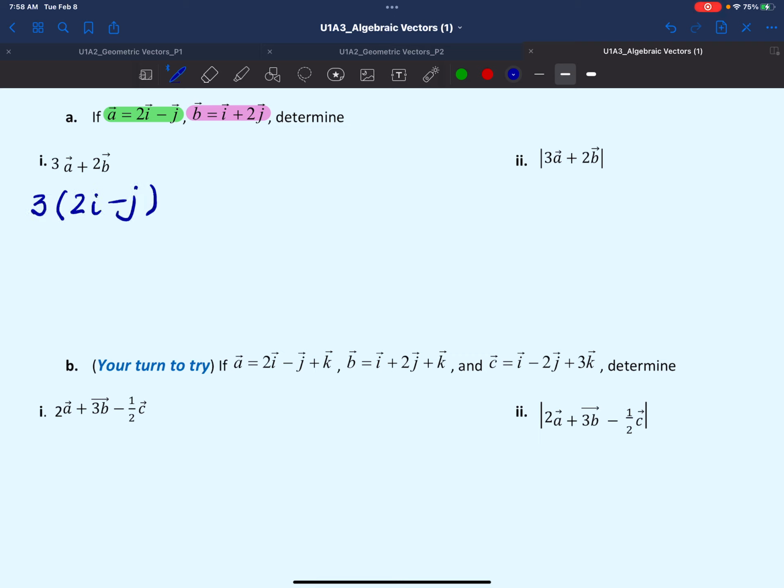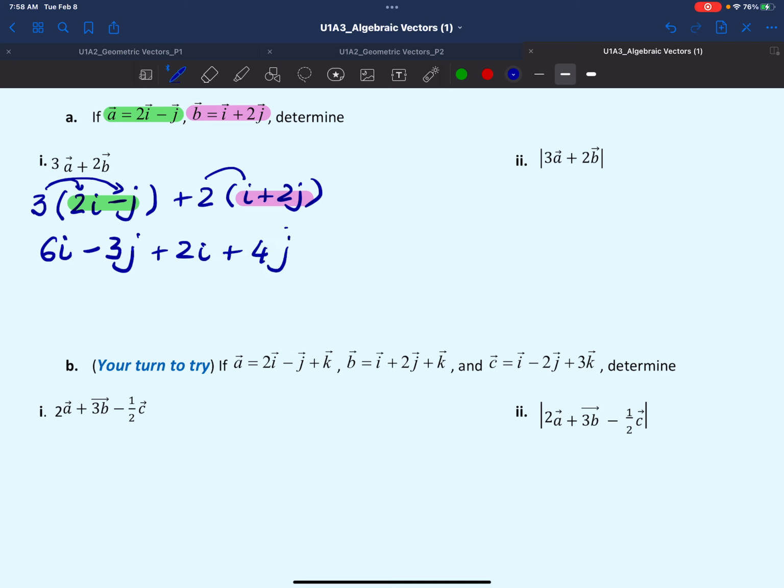So in this case, we're multiplying vectors by a scalar, which means that we have to bring each coefficient in. So this would be 6i minus 3j. And this would be 2i plus 4j. So 6i plus 2i is 8i, and then plus 1j. And again, don't forget the vector symbol everywhere. I like to leave this for last because I do recognize it's a little bit tedious, but it's necessary.